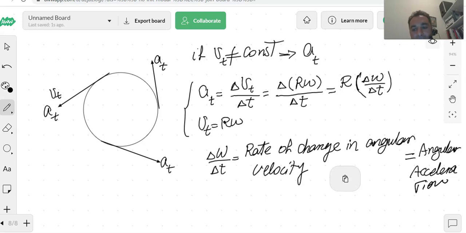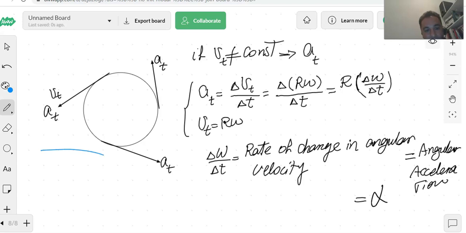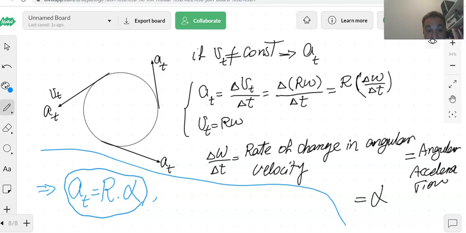I call it alpha, or alpha. Okay? Therefore, let me go by blue. Therefore, guys, what I have, a_T is equal with what? R times alpha. What is alpha? It's delta omega divided by what? Delta t.